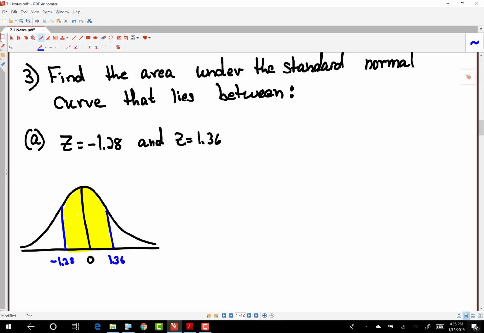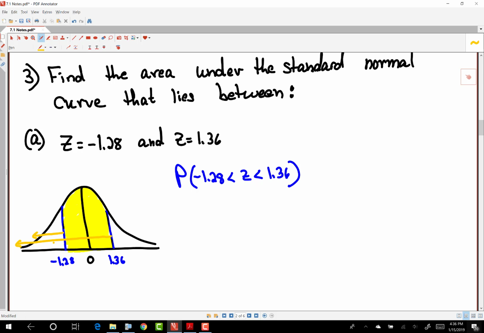So how we write that as a probability is we're finding the probability that z is greater than negative 1.28 and at the same time less than 1.36. Okay. So let's calculate this. First of all, when you look these numbers up in the table, let's think about what you're finding. The table always gives you the area to the left. So if we look up 1.36 in the table, it's going to give me this entire area, even what's not shaded. Now, if I look up negative 1.28, it's going to give me this area to the left. So think about how we can get what we want, which is what's shaded in yellow.